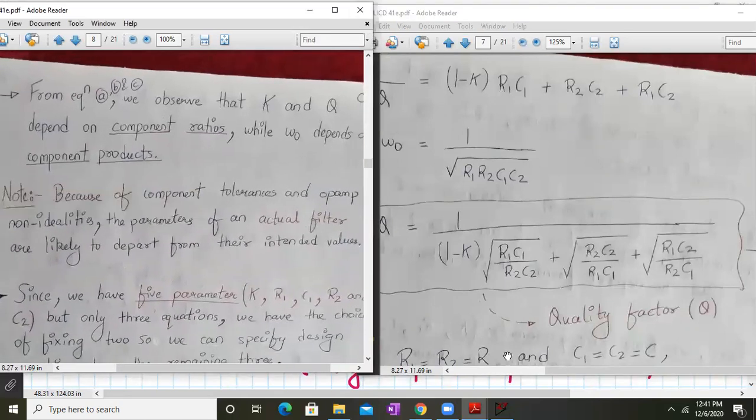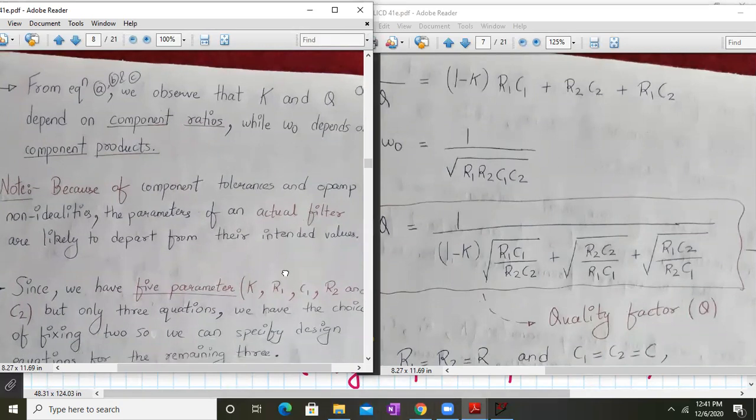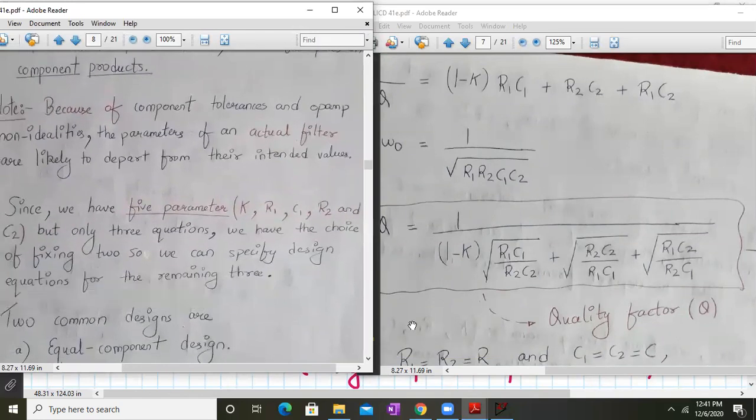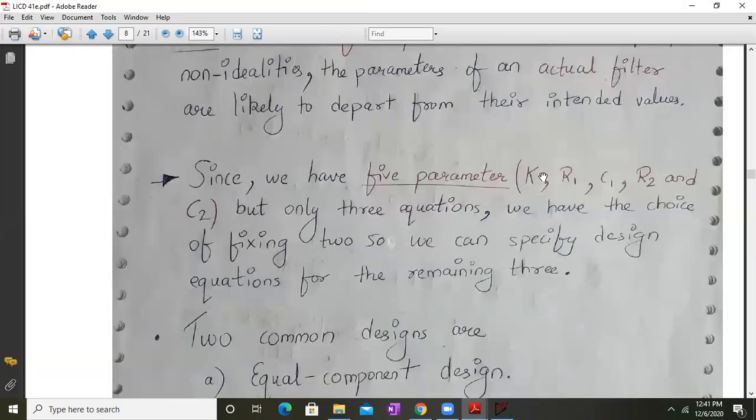So because of the component tolerance and the op-amp non-idealities, the parameters of an actual filter are likely to depart from their intended values. So over here, since we have 5 parameters, but only 3 equations, we have a choice of fixing 2, and we can specify the design equation for the remaining 3. Okay, so here we have 5 parameters, that is K, R1, C1, R2, and C2. But we have only 3 equations, right? A, B, and C. So we have a choice to fix 2 parameters, and then we will specify the design equation for the remaining 3.